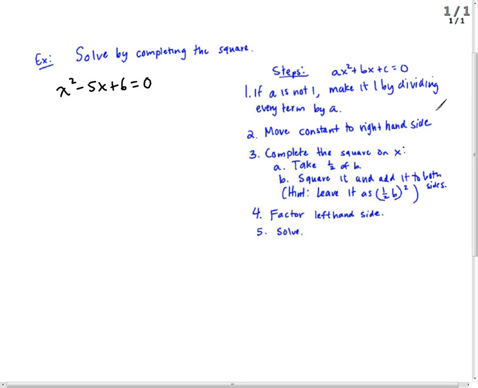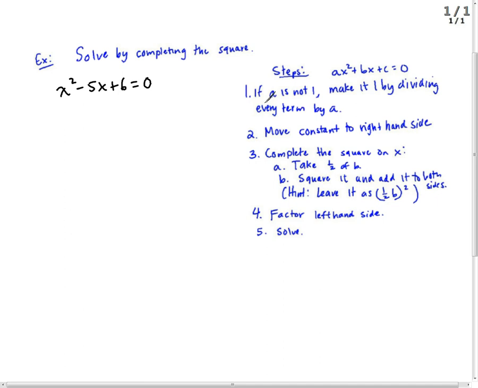Solve by completing the square. We're going to look at x squared minus 5x plus 6 equals 0. This one is very easy to solve by factoring or by the quadratic formula, but I want to show you an easy one to introduce the method of completing the square. So here are the steps over here.